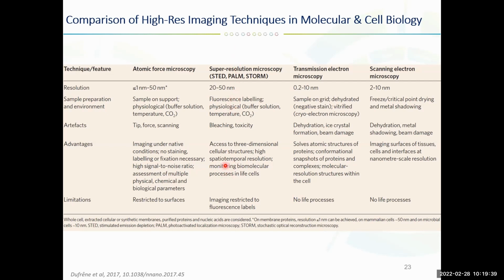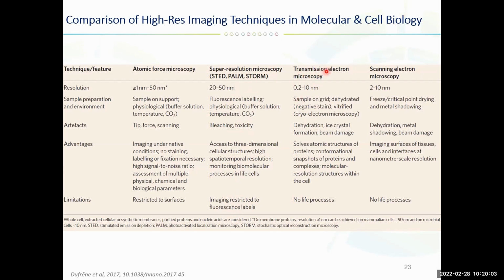But again, the sample preparation here is very laborious. All this super resolution microscopy uses blinking of fluorescent labels, and they take a huge number of pictures and then superimpose all these pictures together, and that's how you get the image.